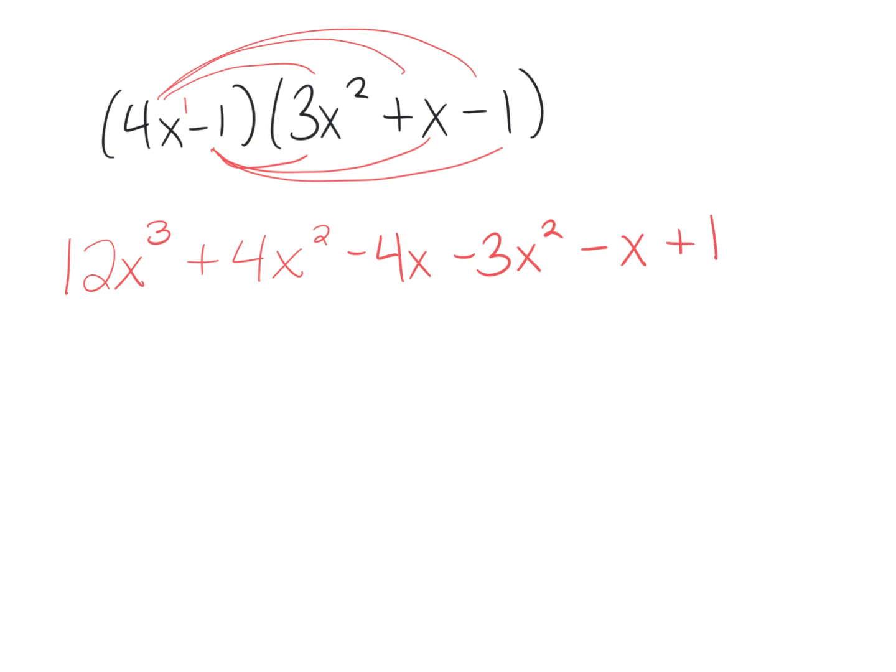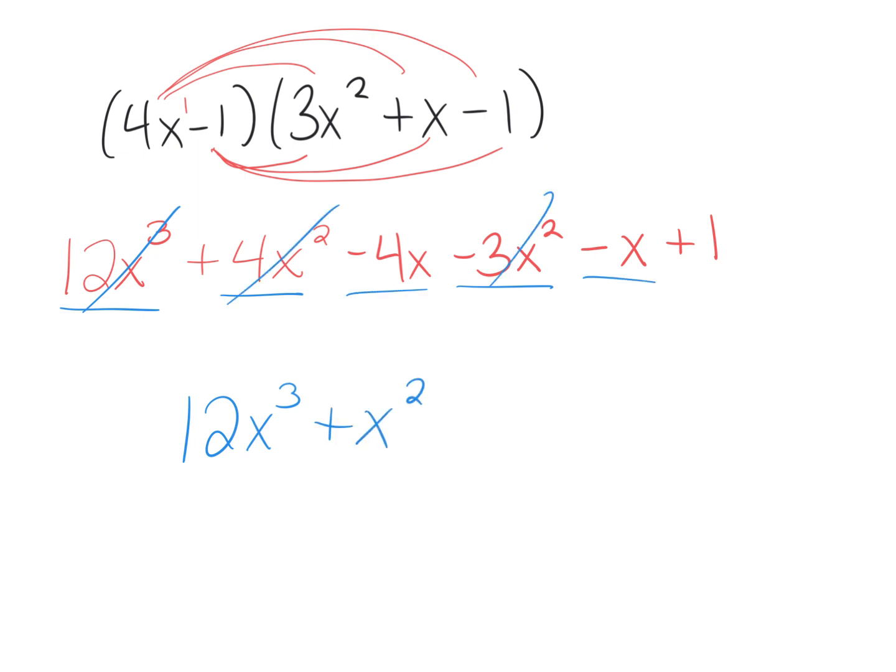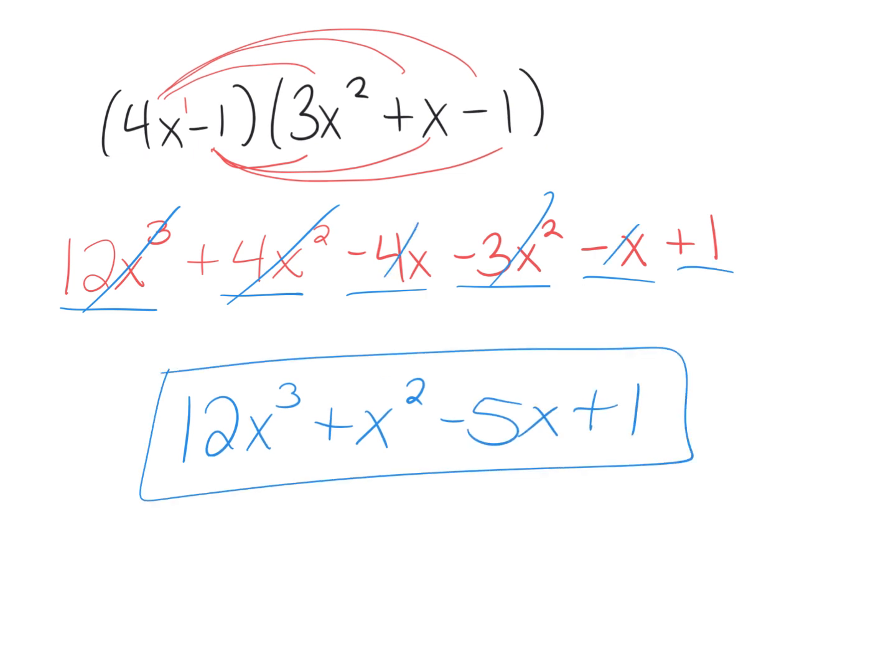What is always going to be the last step you need to do? Combine like terms, write it in standard form. Where should I start? The 3. Yep. Does it have a like term? No. So we have 12x to the third. And then 4x squared minus 3x squared is 1x squared. 4x minus x is negative 5x. What do I do with the 1? Add it on to the end. How do you know you're done? Because no more like terms to combine, and it's in standard form. Good.